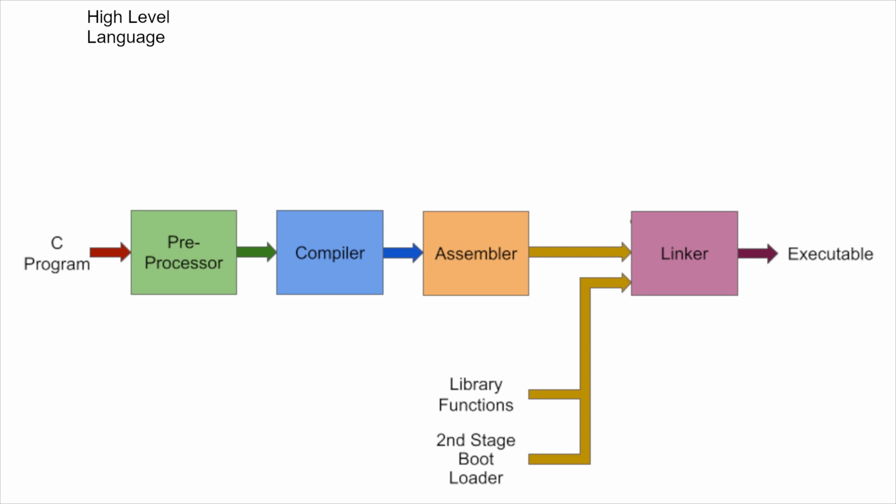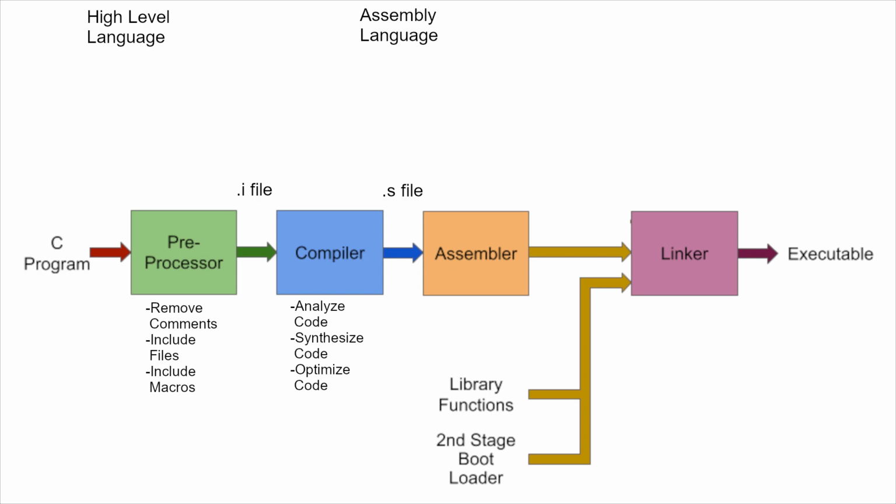First, the C program is run through a preprocessor, which includes the files specified in the C program, removes the comments, and adds macros. The intermediate output is a .i file. Then the compiler takes the .i file and converts it into an assembly language file. First, it analyzes the structure of the program, then it synthesizes assembly code, and finally optimizes that code. The output is a .s file.